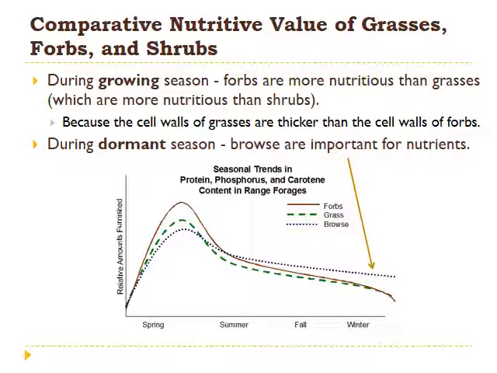So anything that's metabolizing is going to have cell contents, and it's going to have soluble compounds in it. So the main difference here is the browse plants are alive in the fall and winter, so they provide good sources of protein and soluble carbohydrates. Grasses and forbs have died, and they may be important for energy, which we'll talk about next, but they're not important nutrient sources in the winter.